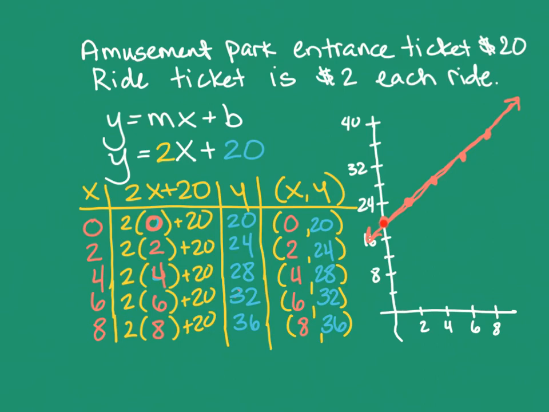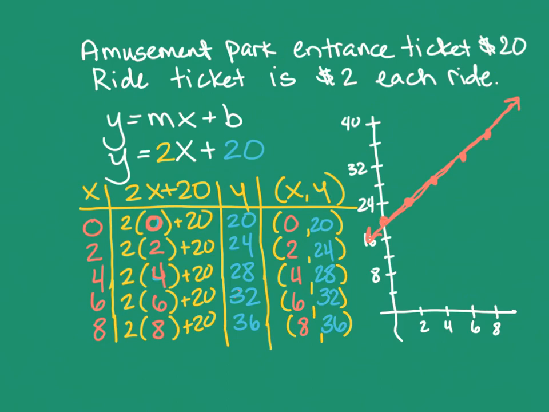Where the line intercepts with the y-axis is my y-intercept. That's what we're really going to be getting into. And it represents our initial cost. So we know when we have gone on 0 rides, it cost us $20 in the first place. That was our starting point.